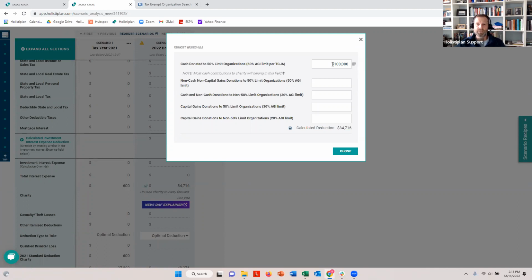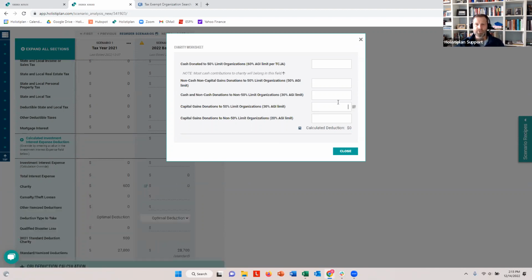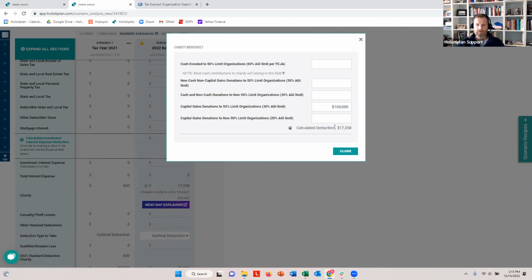If we put that same $100,000 gift, instead of being cash, as a donation of appreciated stock, notice that the calculated deduction amount is lower, right? $17,358. But this is all you need to do if you are modeling these gifts. You just have to put the right number in the right field. So is it cash, non-cash, non-capital gains, or capital gains? And then is it a 50% or a non-50% limit organization?